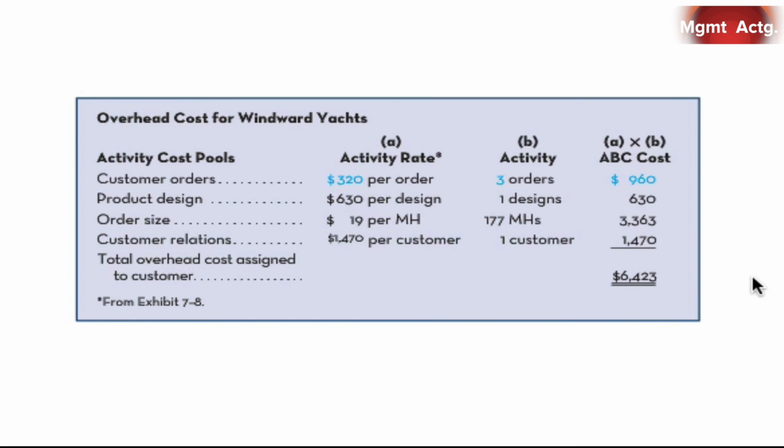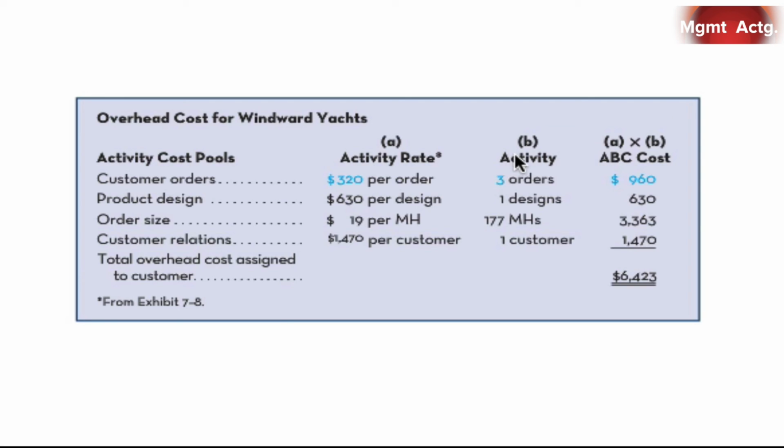So when we want to apply the activity rates to this particular customer, recall we have our cost pools: customer orders, product design, order size, and customer relations. We have our activity rate per each cost pool that we've already figured out: $320 per order, $630 per design, $19 per machine hour, and $1470 per customer.